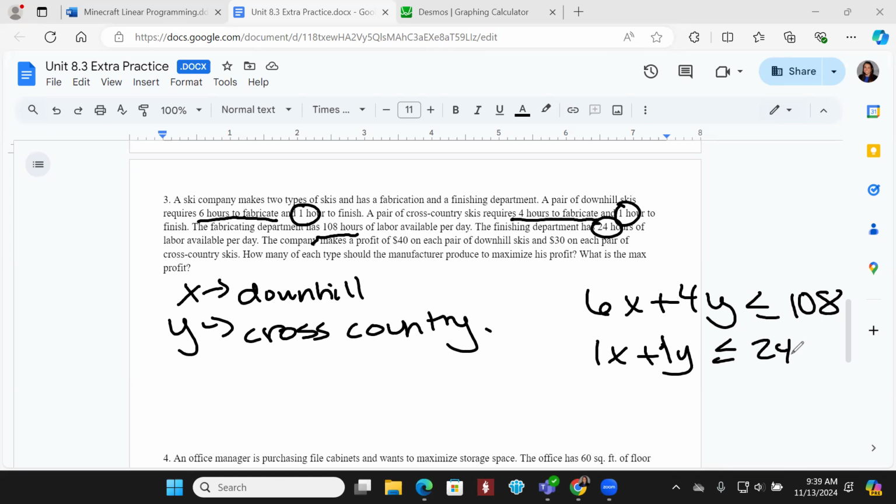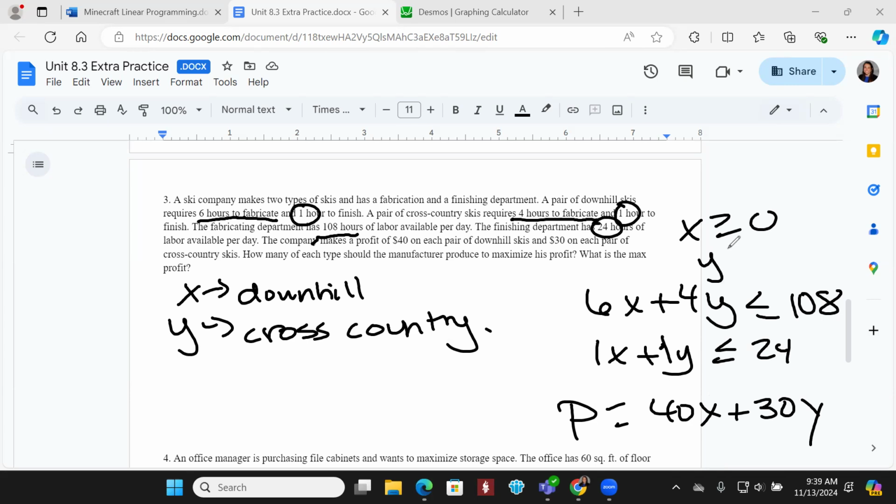All right, profit function, I say P is equal to 40 for downhill skis, 30 for cross-country skis. And remember, we also want to say X is greater than 0 and Y is greater than 0.